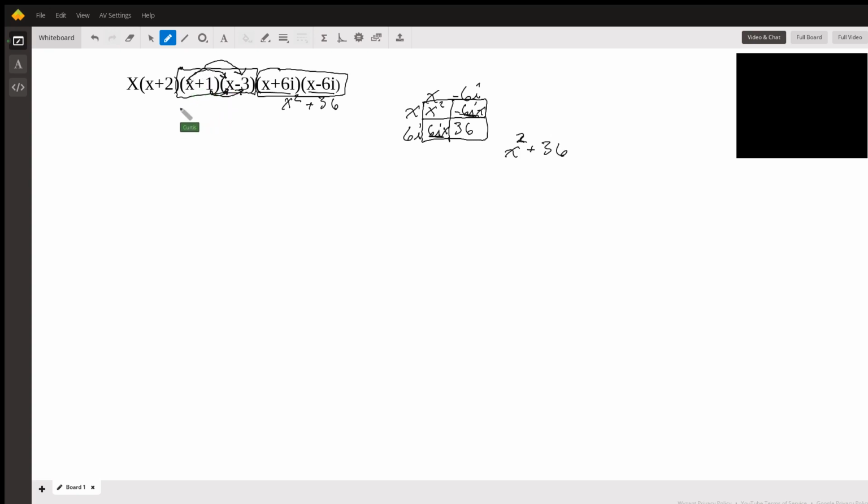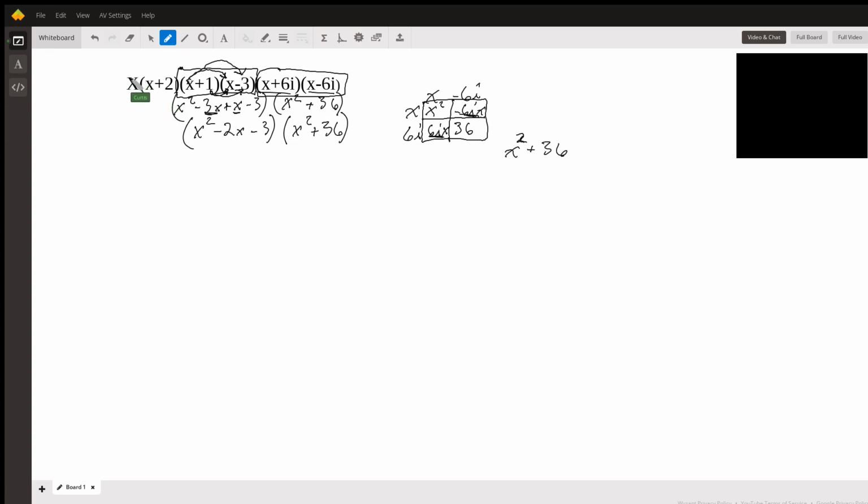So we have x times x is x squared. We have x times negative 3, negative 3x. We have 1 times x is x, and 1 times negative 3, negative 3. And if we combine our like terms here, this simplifies to x squared minus 2x minus 3 times x squared plus 36. Now, I'm not going to finish this problem out, but I am going to kind of model out how we would do the multiplication. And you can see that you could keep going and continue multiplying the x plus 2.